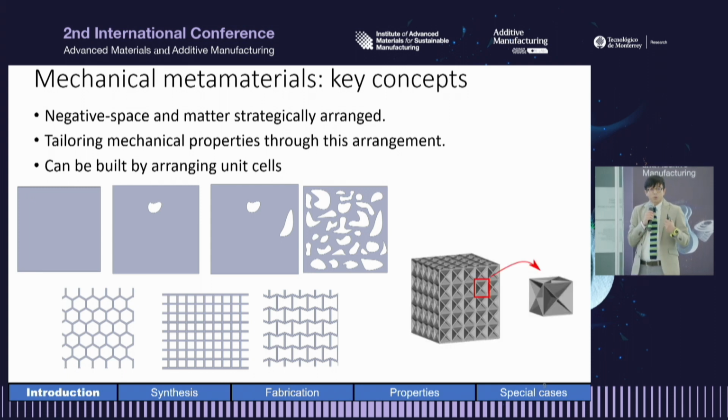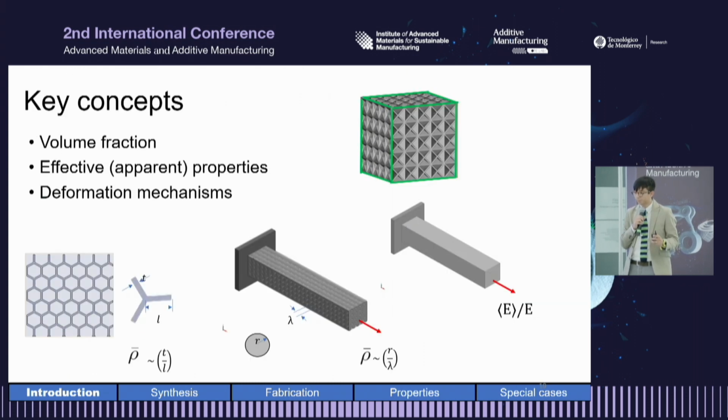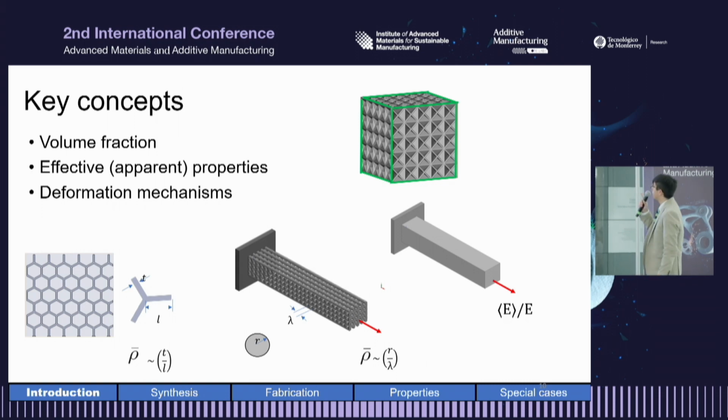Metamaterials can be built from the repetition of unit cells. You have a small component, you repeat that through space, and then you come up with a cellular structure. More key concepts in this field could be volume fraction: how much material am I actually using within this structure? How do I test the properties? We are going to assume that the structure is continuous and homogeneous so that we come up with effective properties, because we are not creating a new material. We are creating different ways of distributing the material within the component.